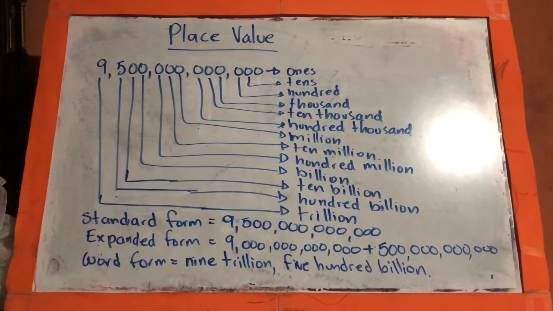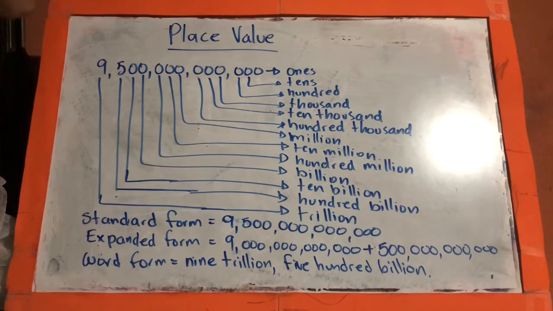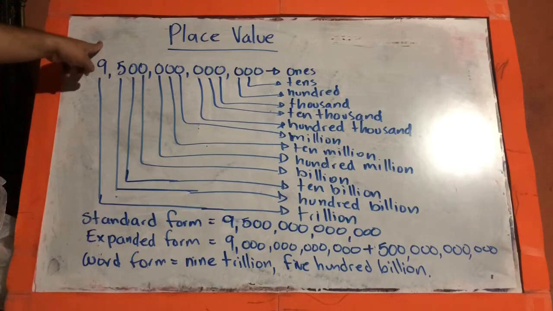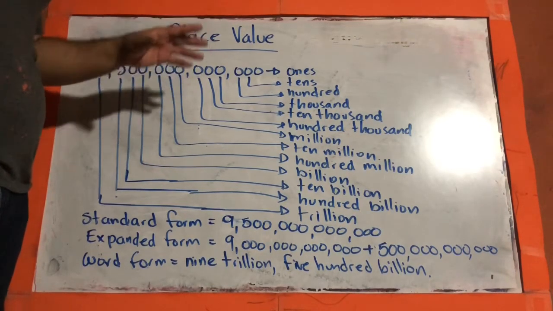Good morning. Today we're going to talk about place value. It's the first lesson of the math book of 6th grade. In here we're going to talk about the value of each of the digits starting from ones and finishing in trillions. Okay? We are going to learn about those values right now.